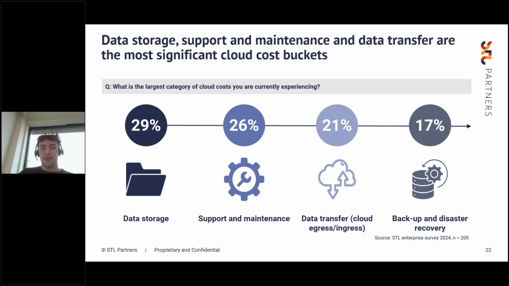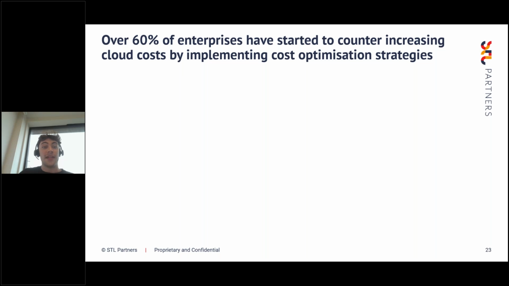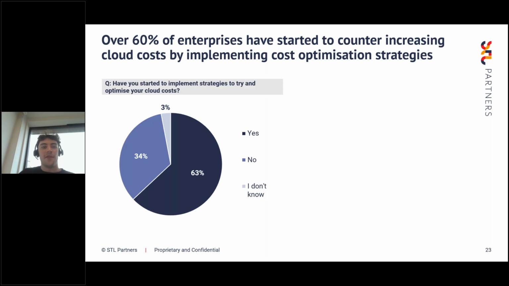What we'll now start to discuss and explore is what the enterprises can actually do about these challenges. What are the enterprises doing about it? So just over 60% of our respondents have started to counter increased cloud costs by implementing cost optimization strategies. And we expect that this will only increase as the issue of increased cloud costs persists for the foreseeable future.